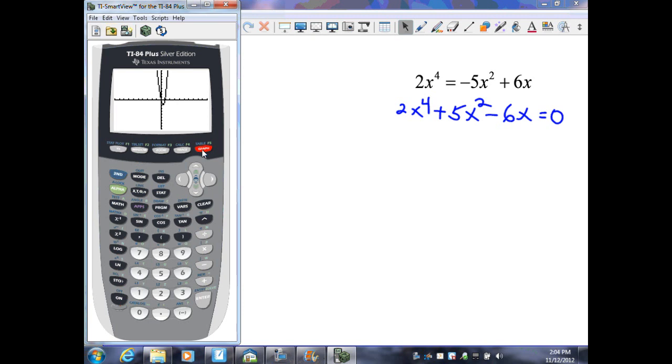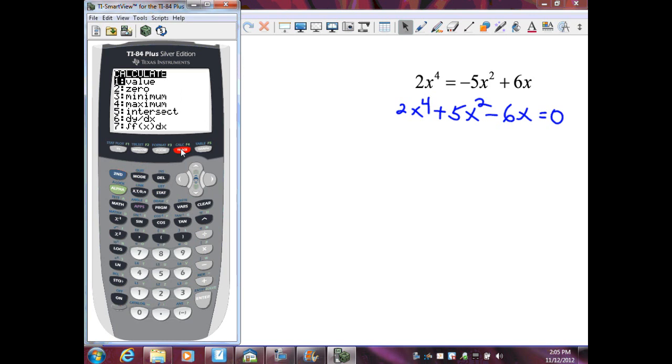Now I can graph this. And again, let's zoom in to get a better look at our graph. So I can go to our window. And again, let's reduce this to a negative 5, positive 5 for my x min and x max. And let's reduce to a negative 5 on my y min. That should give us a better window to view our graph. And as you can see, we have x-intercepts.